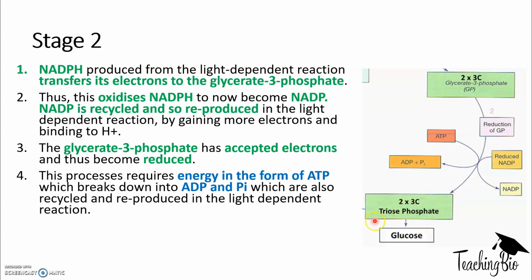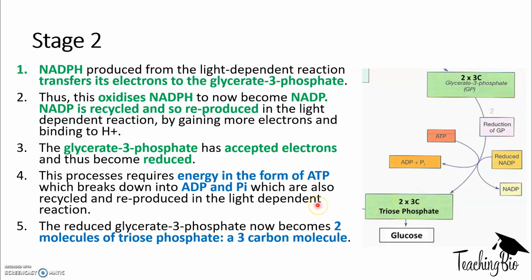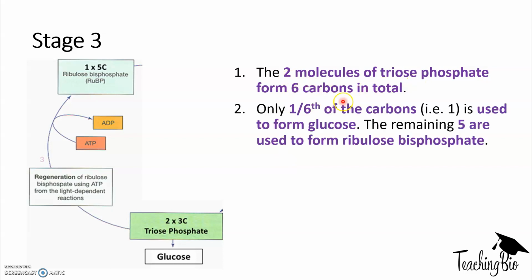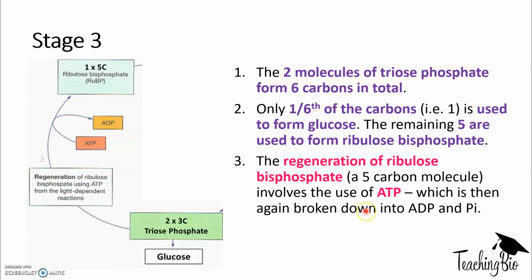Triose 3-phosphate is a 3-carbon molecule, hence the name, triose. 2 times 3 is 6. The maths makes sense. We get 2 lots of 3-carbon molecules, so the 2 molecules make 6 carbons in total. Only 1 of them, 1/6 of the carbons from here, will be used to make glucose. And the remaining 5 will be used to regenerate ribulose bisphosphate. Remember, glucose is a 6-carbon molecule, therefore we will need to turn the cycle 6 times to get a full molecule of glucose. So we're going to regenerate ribulose bisphosphate, and again that will require an input of ATP as well.